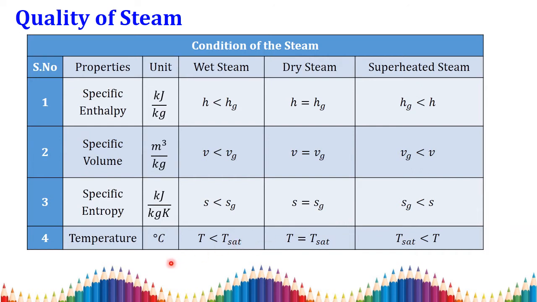Coming to temperature, we should say saturation temperature. We all know what saturation temperature is: at this point the phase change occurs. If the given temperature is lesser than the saturation temperature, the steam is wet steam. If the given temperature is equal to the saturation temperature, it is dry steam. If the saturation temperature is lesser than your given temperature, then the state of the steam is superheated steam.